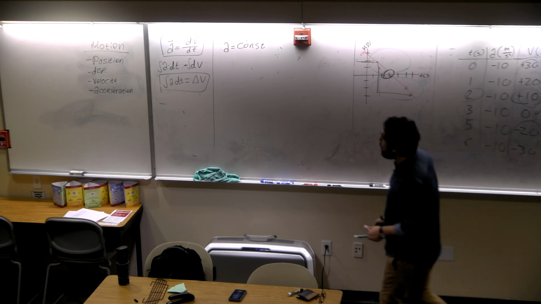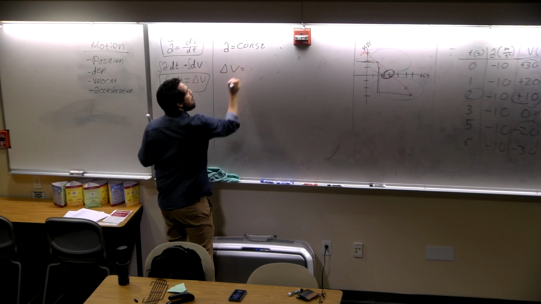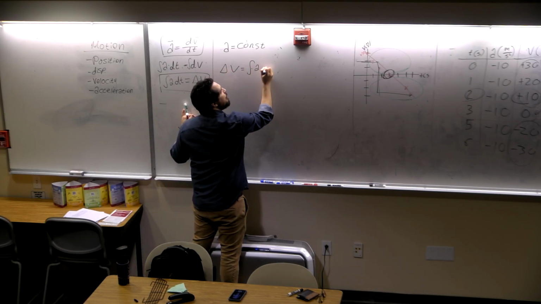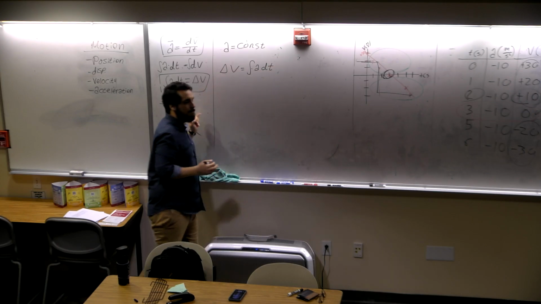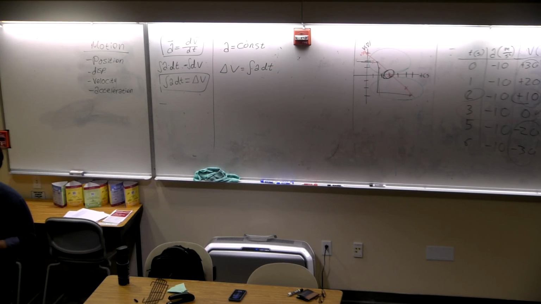Well, if this is true, then delta v is given by the integral of acceleration dt. If acceleration is a constant, then that pulls out of the integral.